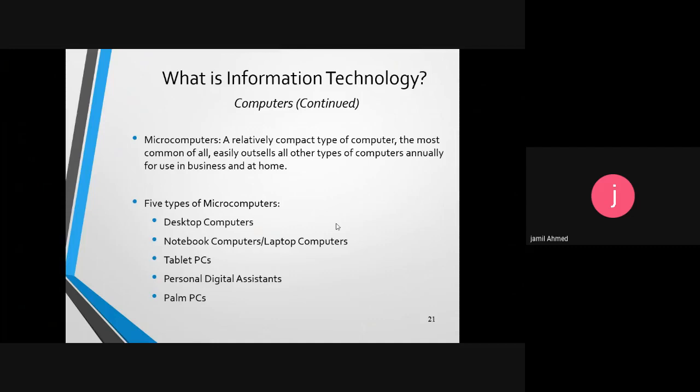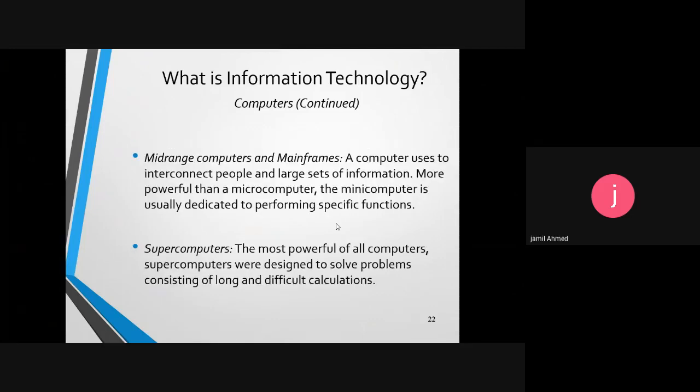They easily outsell the other types of computers annually, for business use, and can be taken at home or the offices. So we have laptops, desktops, palm PCs. These are some sorts of microcomputers. We can see the desktop computers, notebooks, laptops, tablet PCs, personal digital assistants, and palm PCs. The detail is also available in other lectures, but here we will give an overview.